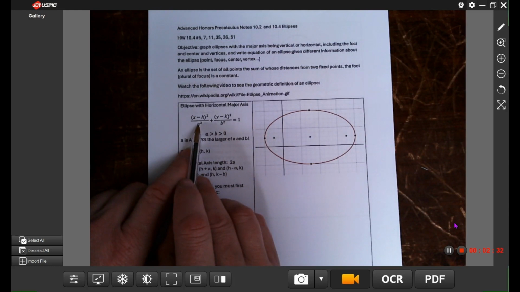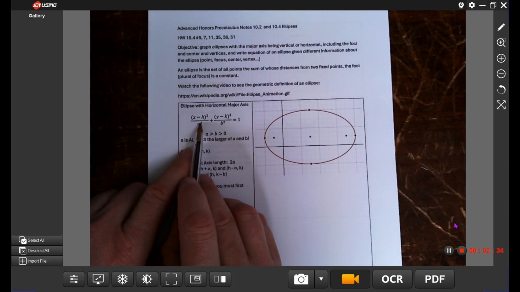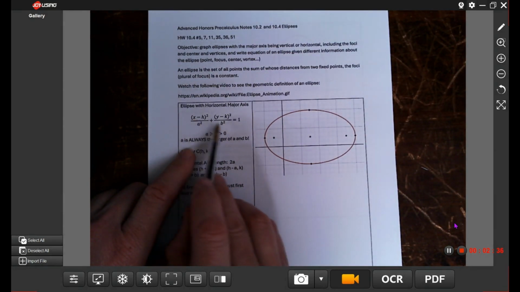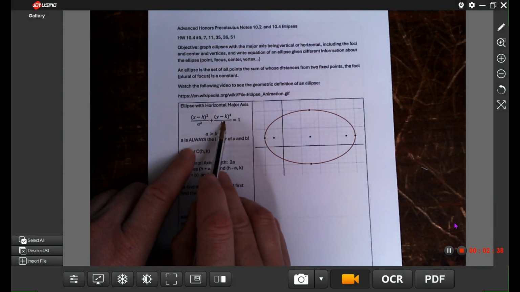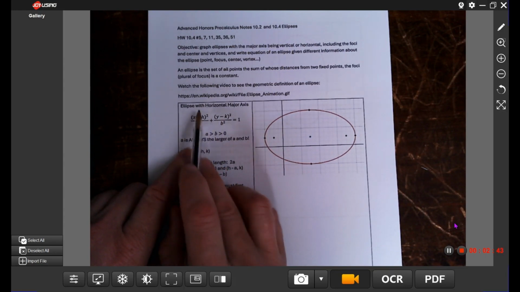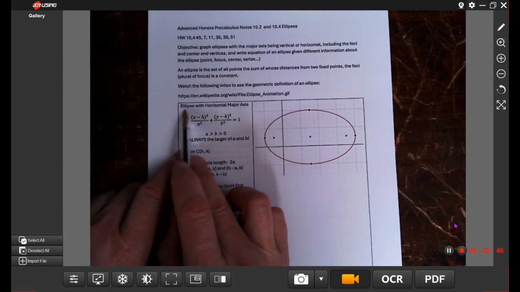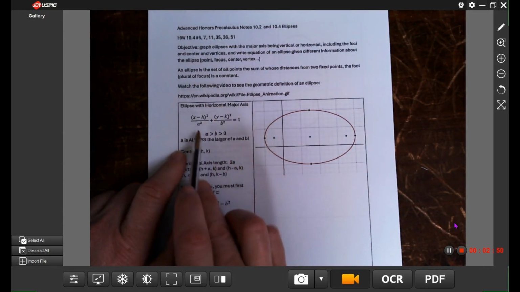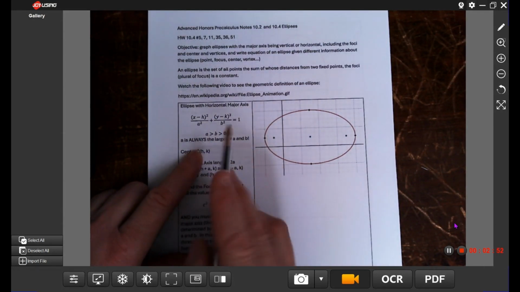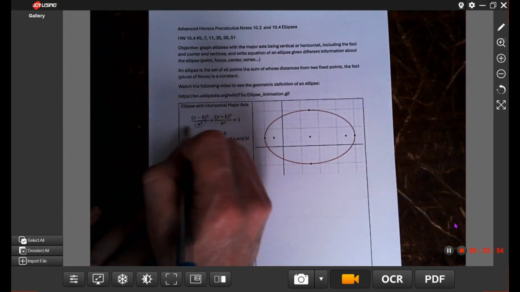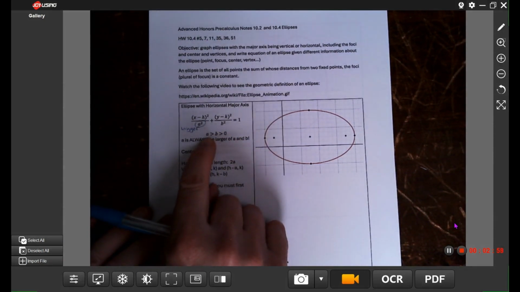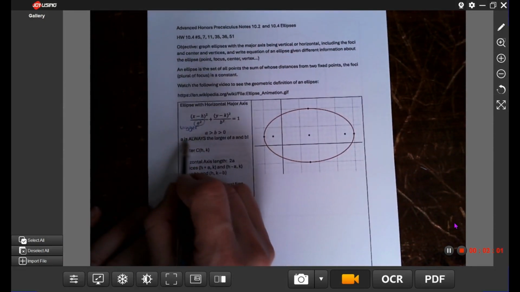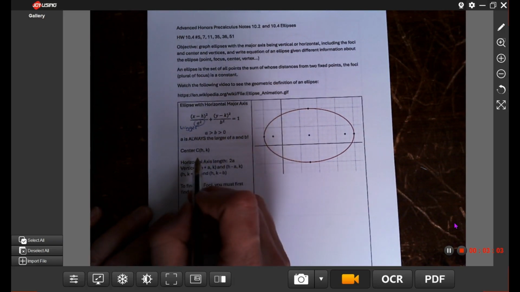So notice that the a squared term in this example is in the x term, and the b squared term is under, or the denominator of, the y term. And that occurs when the ellipse has a horizontal major axis. So what's really important to note here is that a is bigger. That's what this inequality says. That's really important. So A is always the larger of A and B.